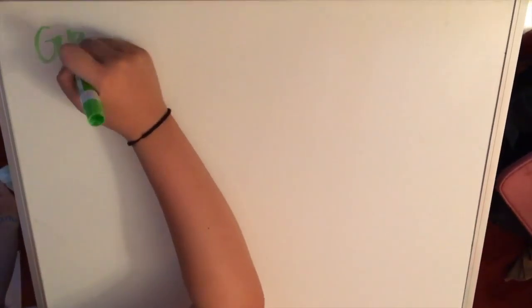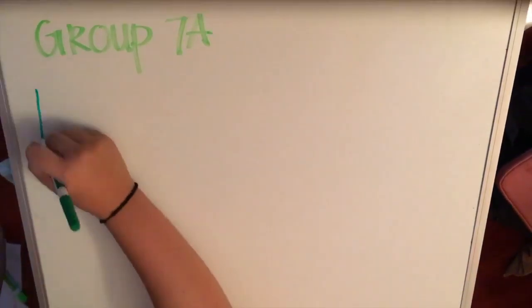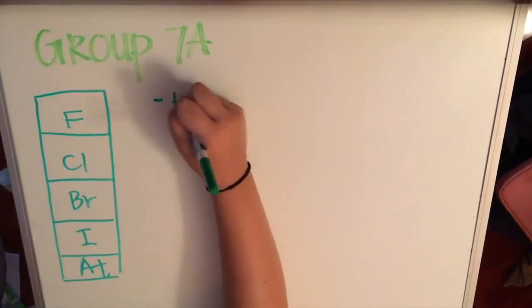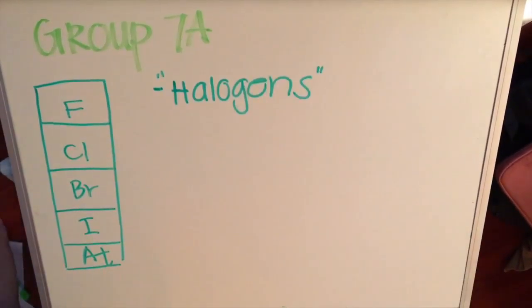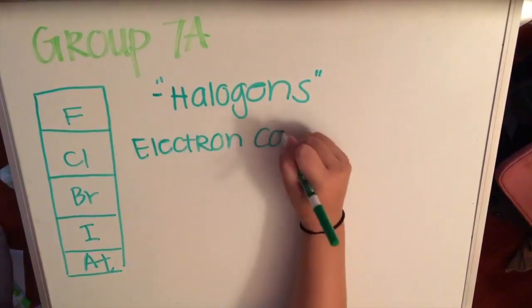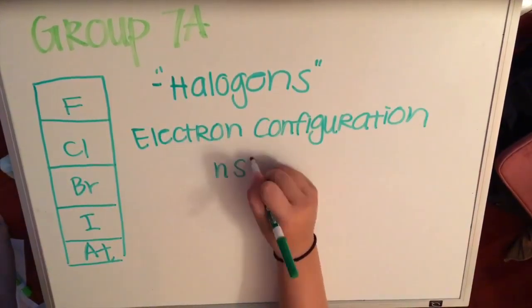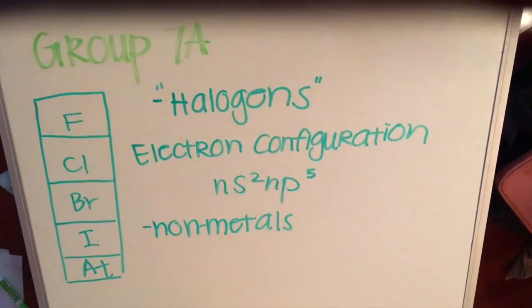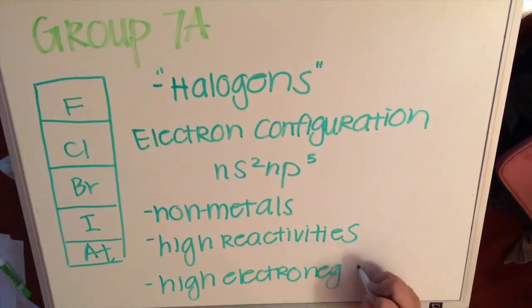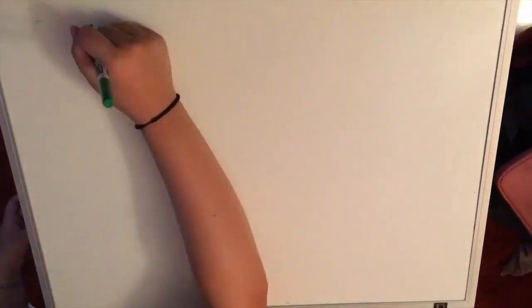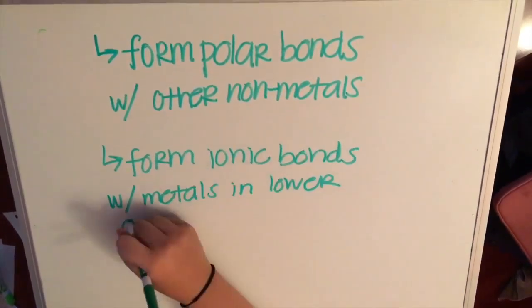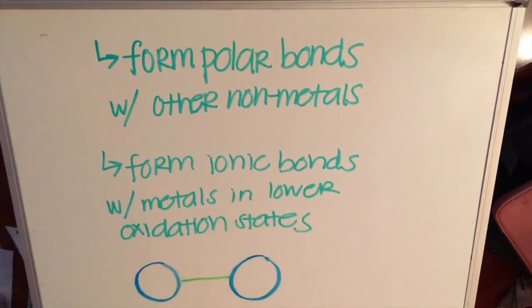Now group 7A elements, which consist of fluorine, chlorine, bromine, iodine, and astatine. All 5 of these elements are known as the halogens, and the electron configuration is ns2np5. They are all nonmetals with high reactivities and high electronegativities. Halogens form polar bonds with other nonmetals, and they also form ionic bonds with metals in lower oxidation states.